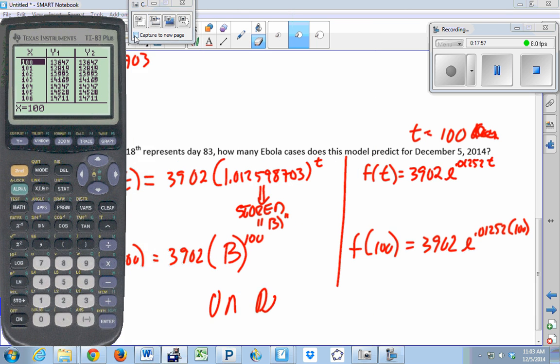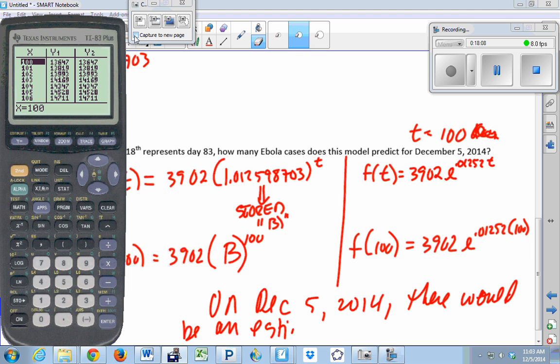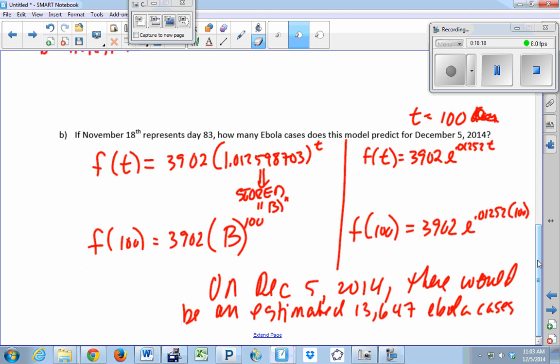So on December 5th, 2014, there would be an estimated 13,647 Ebola cases in West Africa. So we're using this model to extrapolate out to today, because the model was only good for the data up to November 18th.